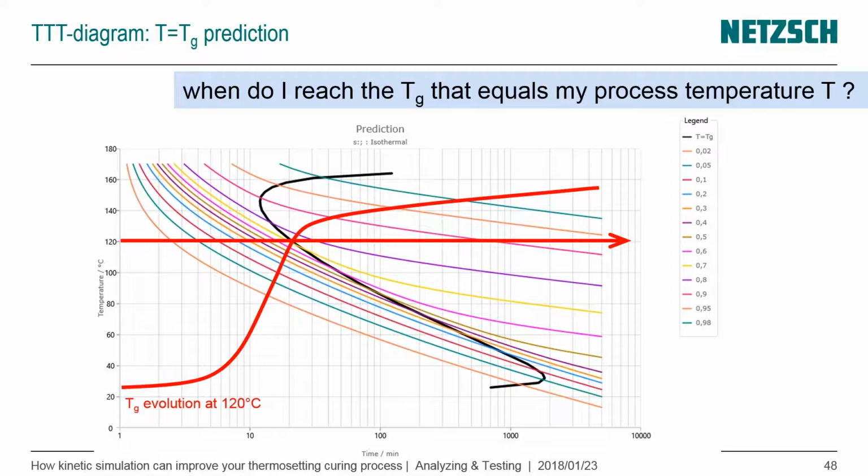So with this black line, you will get the information. For example, you have the requirement, I want to have 160 degrees C glass transition temperature. And I want to process my material at 160 degrees C. So then you have to look where is the crossover of the temperature 160 degrees C and the black line. And this is around 30 minutes.